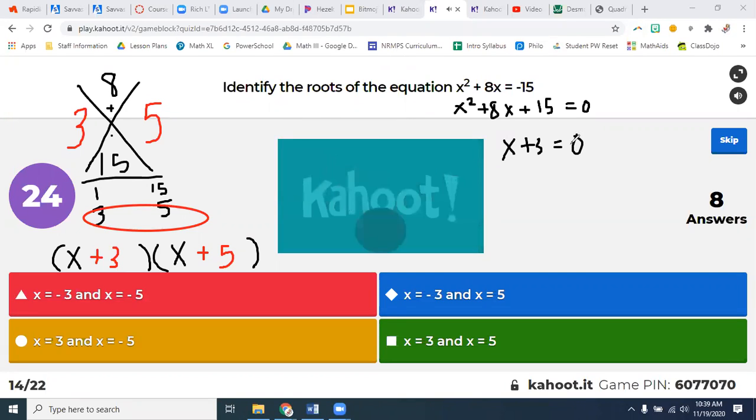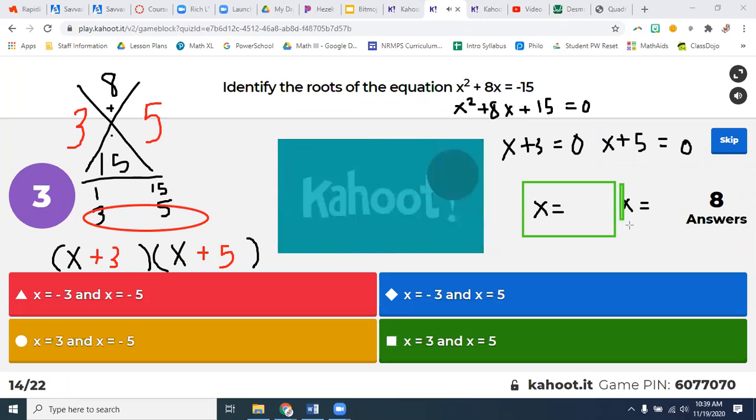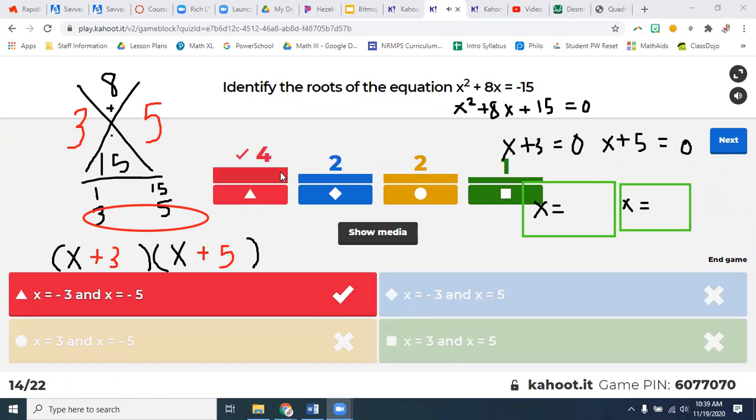I'm trying to show you zero product property. Solve for x, that's a one-step equation. One step to get x by itself in both of these. Better, but not what I asked for. That is not what I asked for. Change the sign. It's a positive 3, so change it to a negative 3. It was positive 5, change to a negative 5.